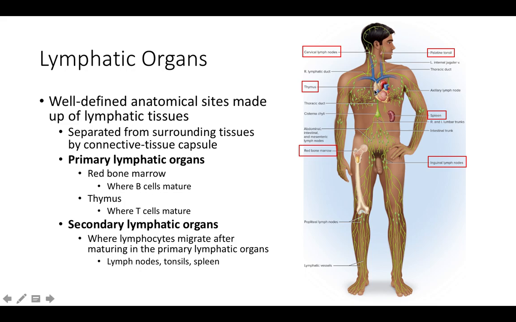And then the secondary lymphatic organs are basically the places throughout the body where those lymphocytes go after they're done maturing, or after they've become immunocompetent, meaning that they can combat an antigen. So they're going to go to places like the lymph nodes, which we have scattered everywhere throughout the body, the tonsils up here, and then the spleen, which is right here.